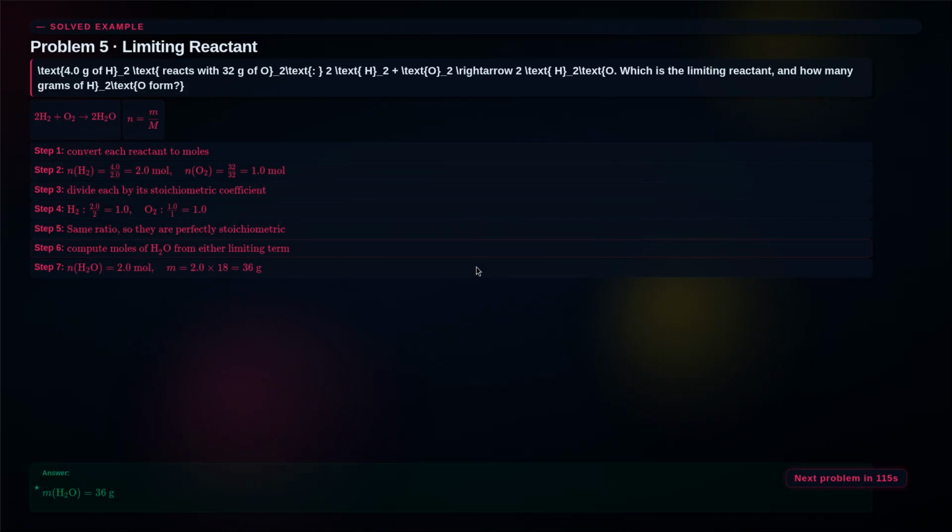Problem 5. A compound contains 40.0% carbon, 6.7% hydrogen, and 53.3% oxygen by mass. Find the empirical formula. Step 1. Assume a 100-gram sample. That gives us 40.0 grams of carbon, 6.7 grams of hydrogen, and 53.3 grams of oxygen. Step 2. Convert each mass to moles. Carbon, 40.0 divided by 12.01 equals 3.33 moles. Hydrogen, 6.7 divided by 1.008 equals 6.61 moles. Oxygen, 53.3 divided by 16.00 equals 3.33 moles.